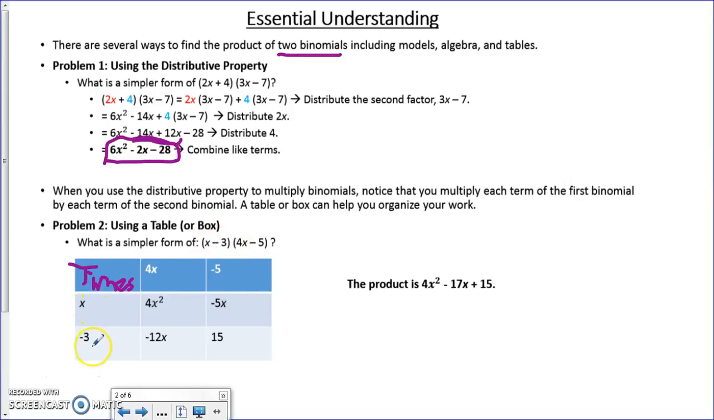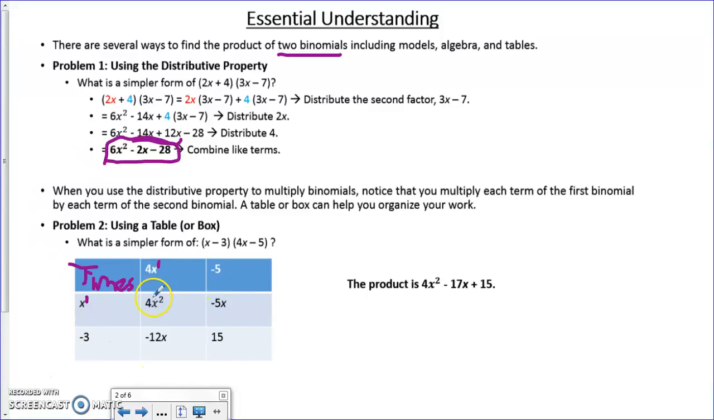Each term gets its own box, so x, and now this is negative 3. And then on the top or the side, whichever, the second binomial, so 4x and negative 5. What can help you is if you put the exponent of 1, if it's not there, just to help you out. Then you fill in the boxes by multiplying. So x to the first times 4x to the first is 4x squared. x times negative 5 is negative 5x. That goes here. Then you multiply negative 3 by everything. Negative 3 times 4x is negative 12x, and negative 3 times negative 5 is positive 15.